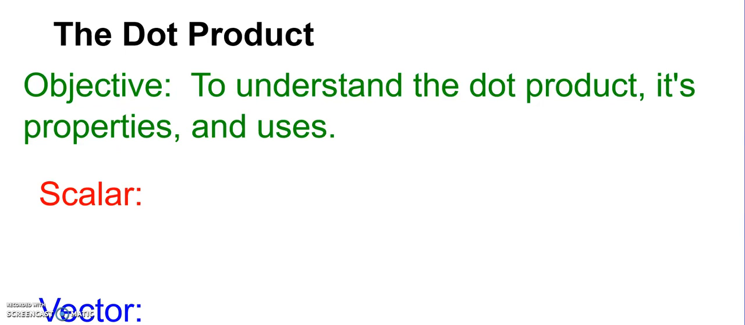All right, so now we're going to learn about the dot product, which is another operation with vectors. We want to understand what the dot product is, its properties, and its uses, and why we care about it. Before we do that, we want to refresh ourselves on vocabulary. These are words we have used already this unit a lot.